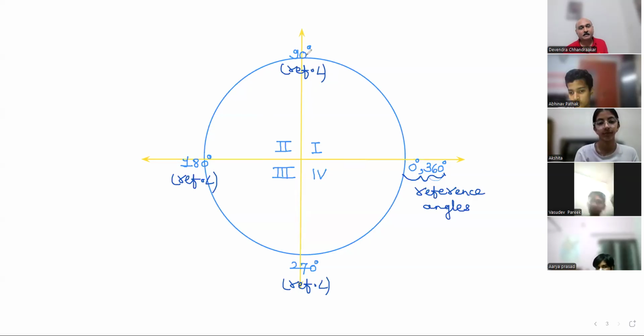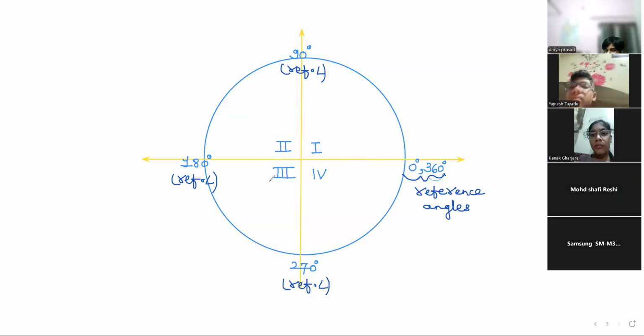Vasudev, tell me for the second quadrant, which are the reference angles? Sir, 90 degrees and 180 degrees. You are in which standard? Sir, 8th. Very good. So your answer is correct. Arya, tell me about the third quadrant. Which angles are the reference angles? Where does it start and end? 180 degrees to 270 degrees. Very good. Kanak, for the fourth quadrant, which are the angles? Sir, 270 degrees to 360 degrees. Very good. So these are the reference angles, right? Now, once we are aware about reference angles, Yajnesh, pay attention.